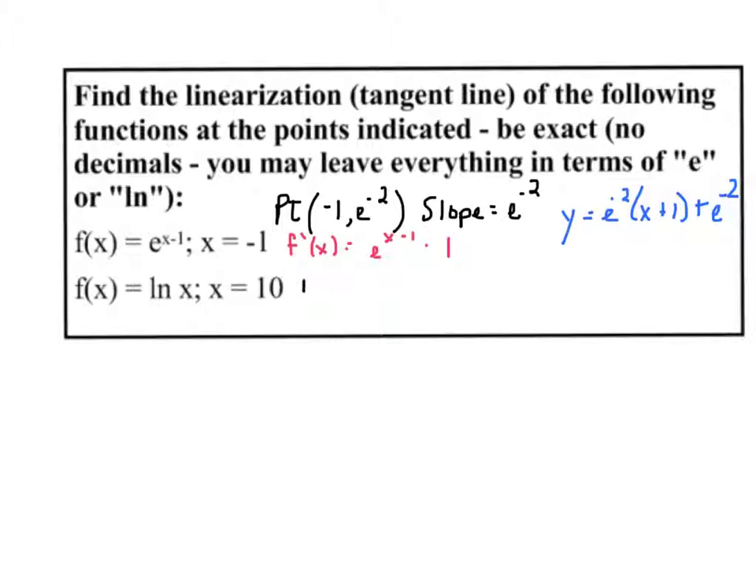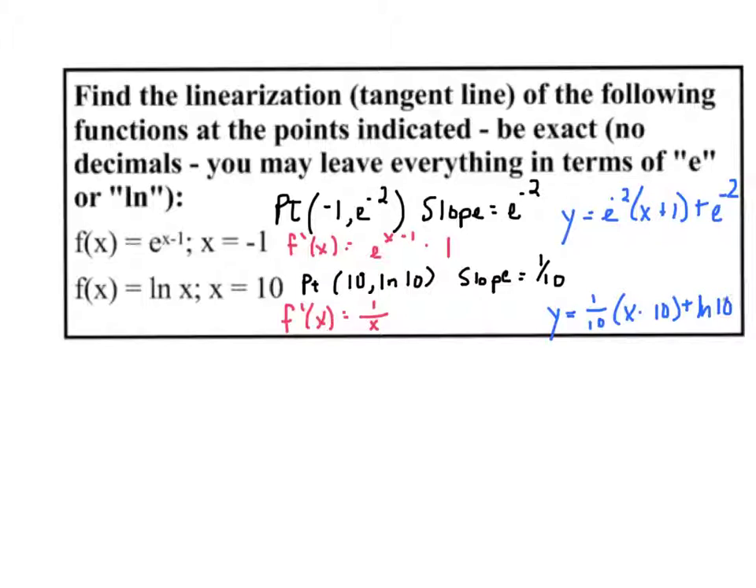Next, we need a point. Well, we know x is 10. We plug 10 back in. We get the natural log of 10. We need a slope. Well, f prime, derivative of natural log is 1 over x. So, for us, the slope would be 1 over 10. My tangent line, 1/10 x minus the x-coordinate plus the y-coordinate. And that's it. Those are the linearizations of those functions at the points indicated.